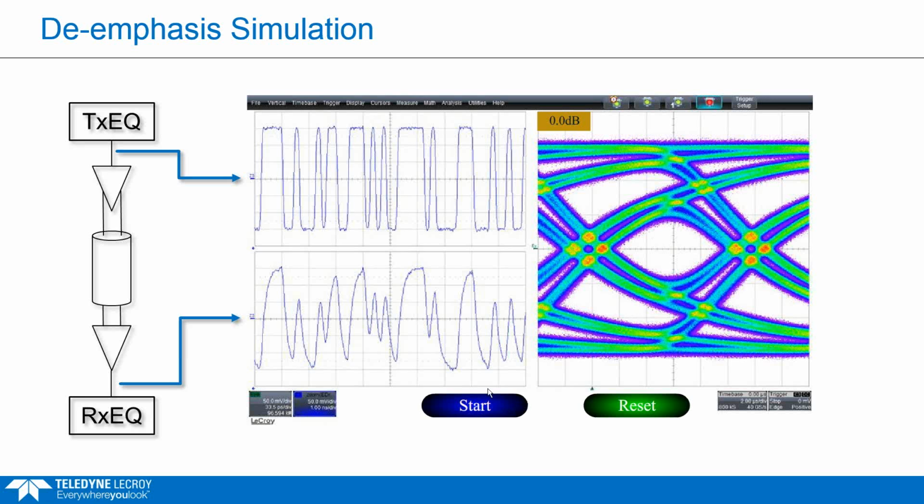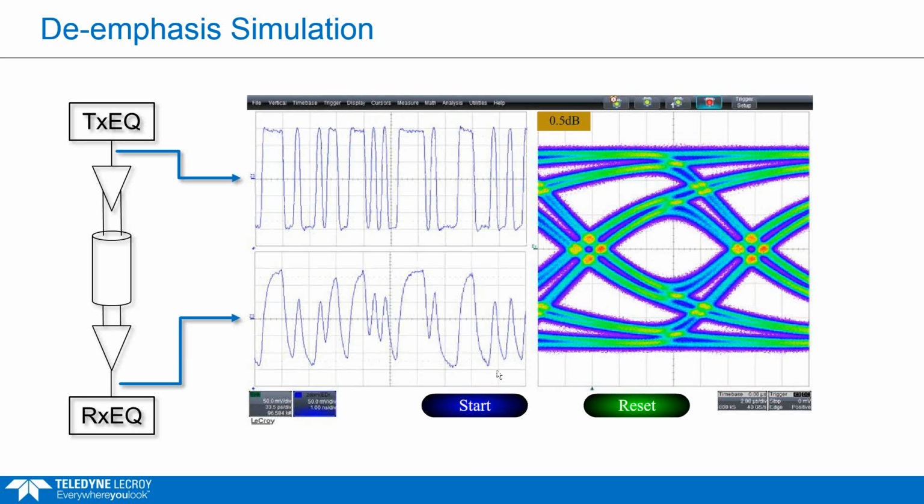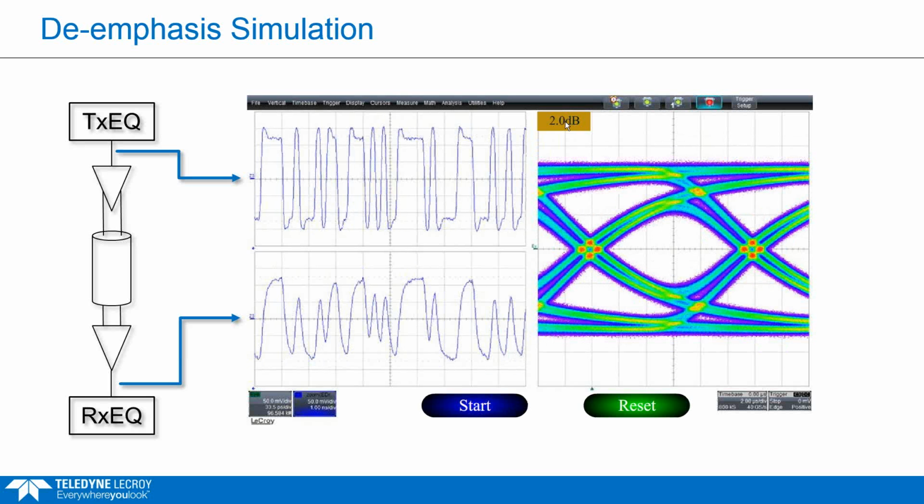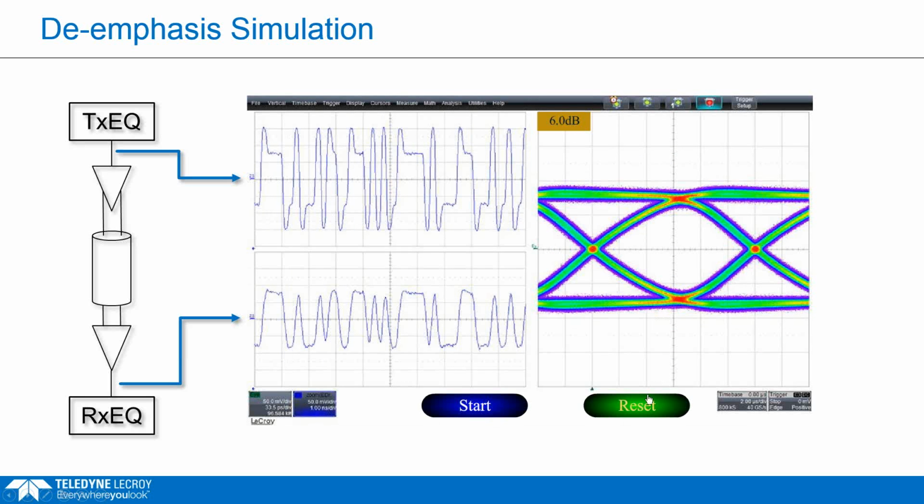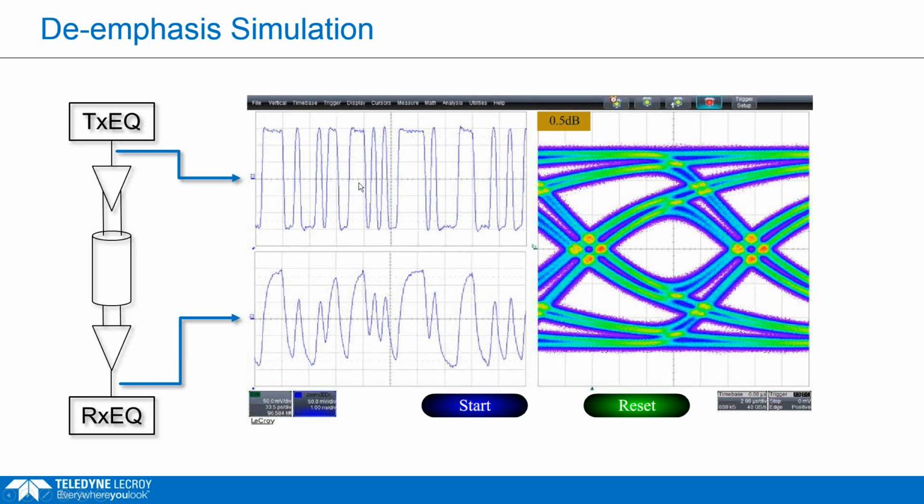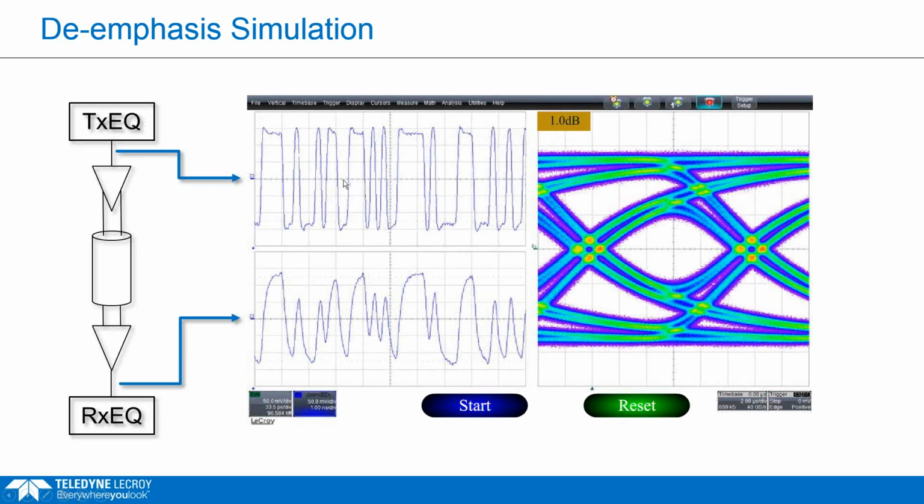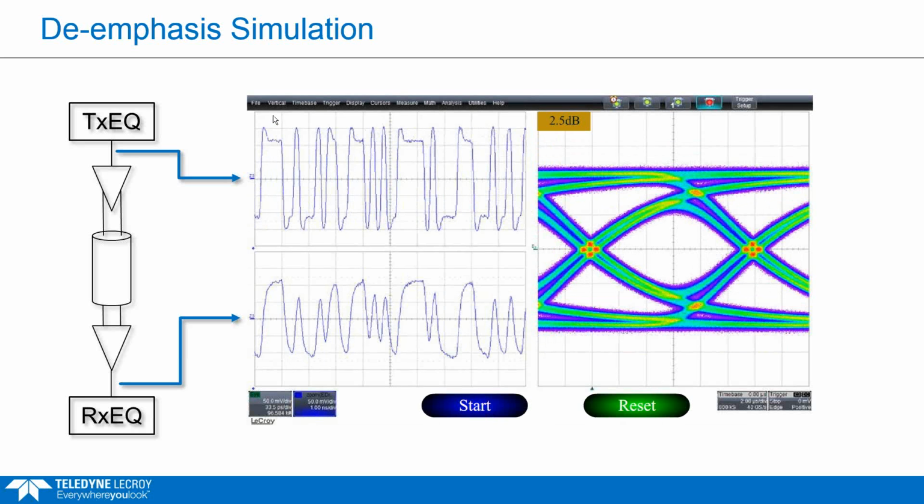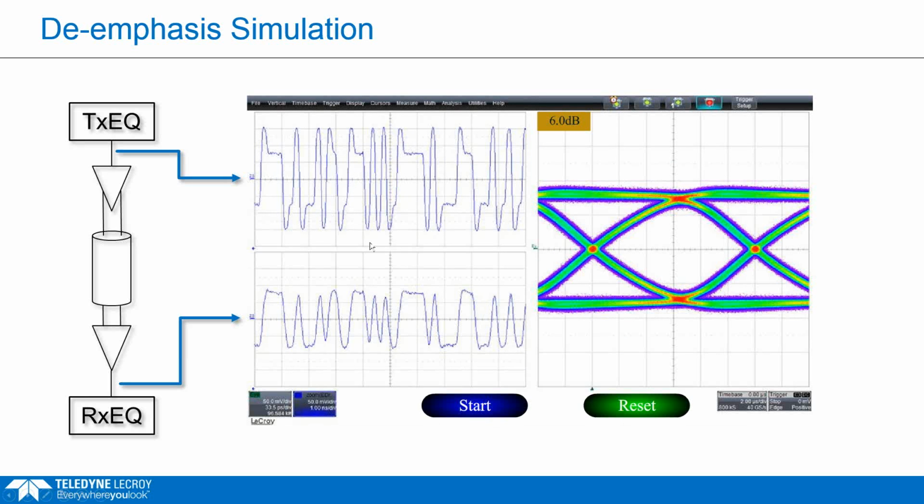As I start the simulation, it's going to step up the de-emphasis in steps of half a dB, and you can see the eye diagram start to open up. What you'll notice is that while the signal at the transmit side starts to look more and more degraded and pretty strange, at the receiver we see a nice clean signal, nice clean eye. So de-emphasis works very well to counteract the effects of the channel. Again, the receive side works pretty similarly as well, with the concept being that it's trying to boost the high frequency content in the signal.